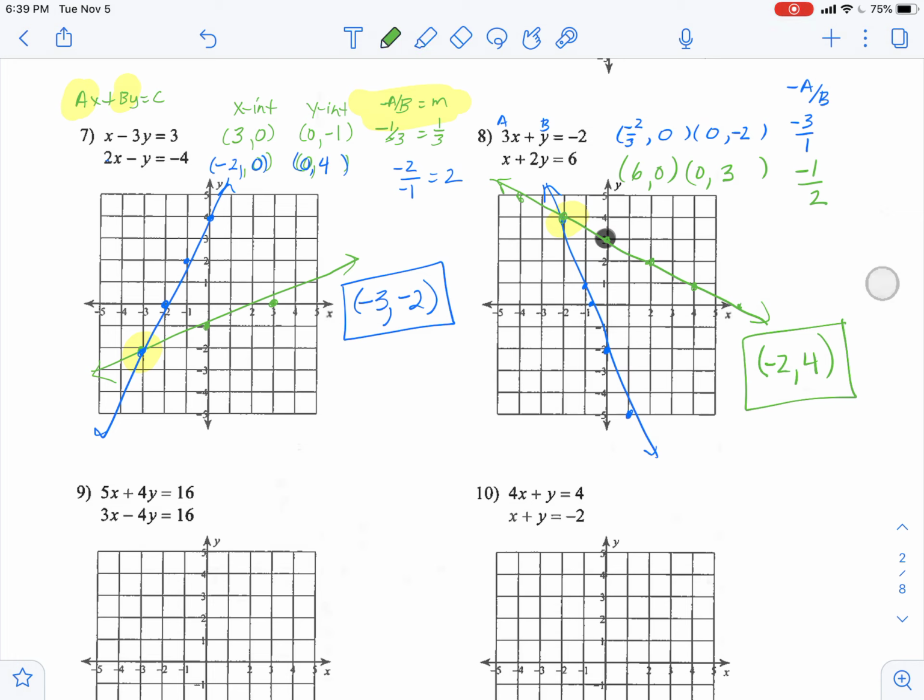Now, if you don't want to do that and it's not working the way you have it, you can always solve it for y equals mx plus b and see if that's easier to graph. So there are other options, again, other than doing just the zeros.